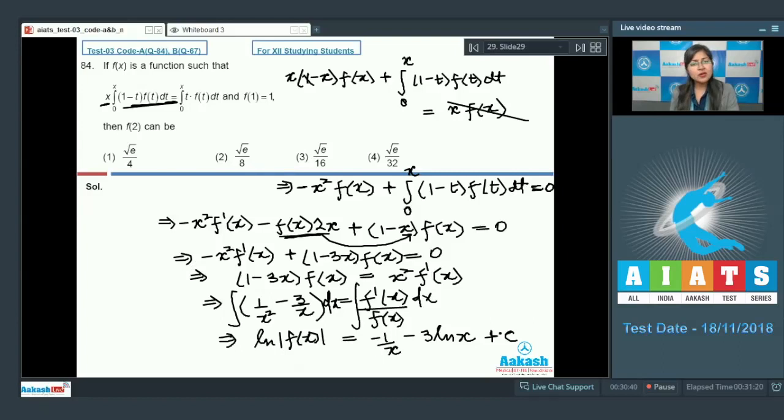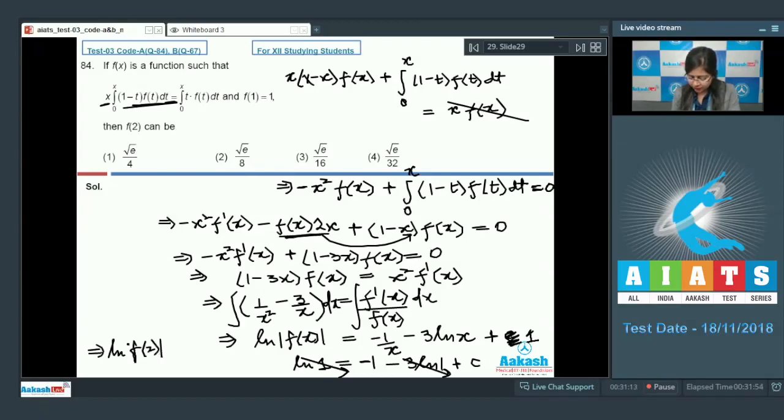Now we are given that f of 1 is equal to 1. So putting x equal to 1, we will get ln of f of 1, which is 1, that is ln 1 equal to minus 1 minus 3 times ln 1 plus constant. Now these both will be equal to 0. So from here we get that the value of c is equal to 1. Now to find the value of f of 2, let us put the value of x as 2. So we will get ln of mod f of 2 will be equal to minus 1 by 2 minus 3 times ln 2 plus 1.